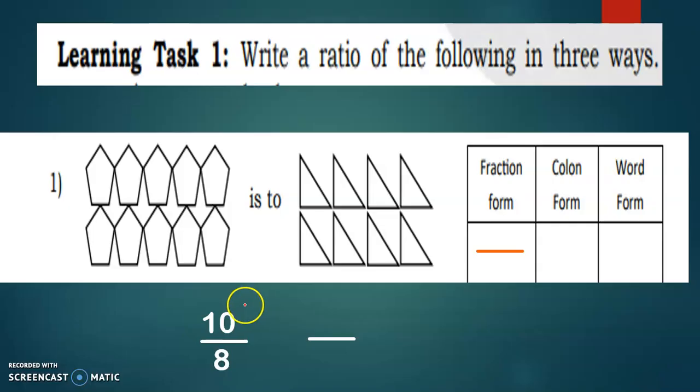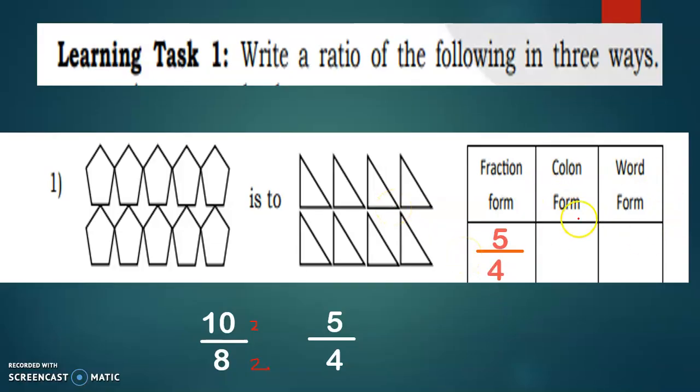Kaya naman, sabi natin kanina, a ratio should always be written in its lowest term. Kaya kuhanin agad natin, bago tayo magsagot dito sa ating 3 ways, kuhanin muna natin ang lowest term ng ating ratio. Okay, hanapin natin ang GCF ng 10 at 8. So that is just 2. Kaya naman, 10 divided by 2 is 5, and then 8 divided by 2 is 4. So in fraction form pala, the ratio of pentagon to triangles is just 5 is to 4.